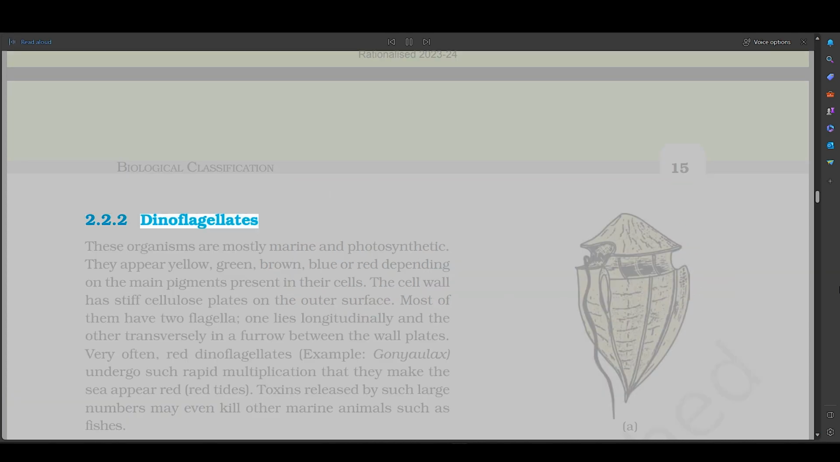2.2.2 Dinoflagellates. These organisms are mostly marine and photosynthetic. They appear yellow, green, brown, blue or red depending on the main pigments present in their cells. The cell wall has stiff cellulose plates on the outer surface. Most of them have two flagella, one lies longitudinally and the other transversely in a furrow between the wall plates. Very often, red dinoflagellates, for example Gonyaulax, undergo such rapid multiplication that they make the sea appear red (red tides). Toxins released by such large numbers may even kill other marine animals such as fishes.